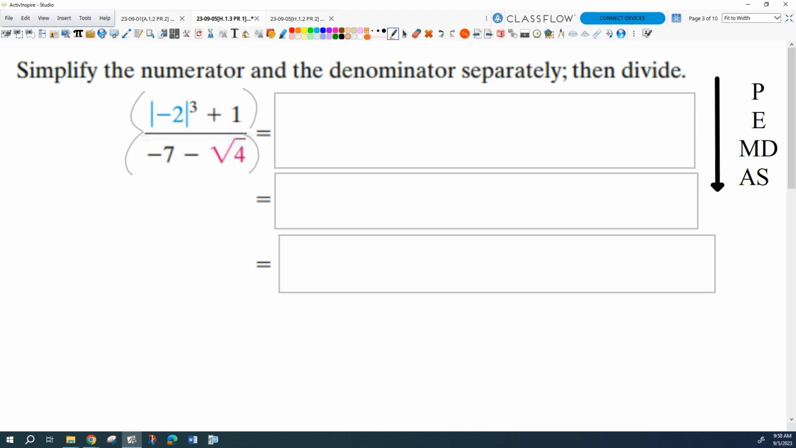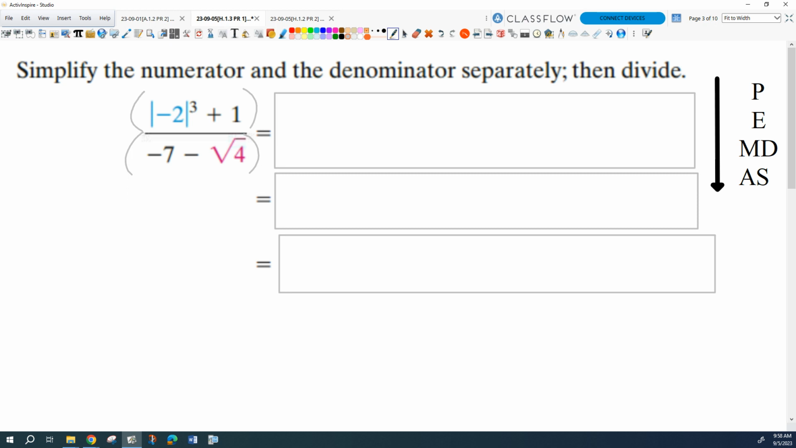So what's that mean about a strategy? Well, we can just separate the top and the bottom and work on each independently. Simplify the whole top, simplify the whole bottom, and then once I've got the top down to a single number and the denominator down to a single number, then I'll divide. Okay, but first I have to simplify the top and the bottom. So what can I do on top? What's first?